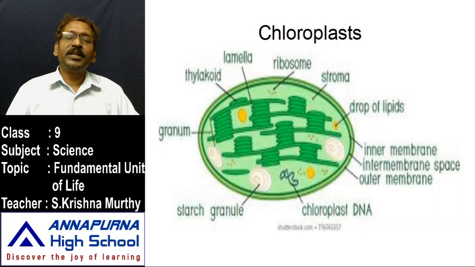In the earlier class we learnt about the chloroplast, its structure and parts. What are the major parts present in the chloroplast? The chloroplast contains grana and stroma. Along with grana and stroma, other parts are also there, but these two play the major role in the preparation of photosynthesis, or the preparation of food material.